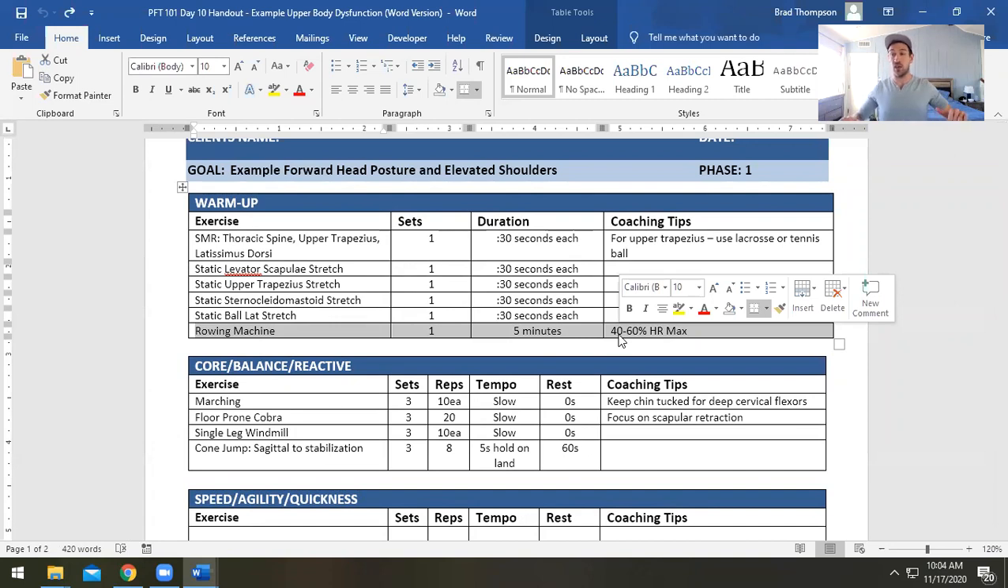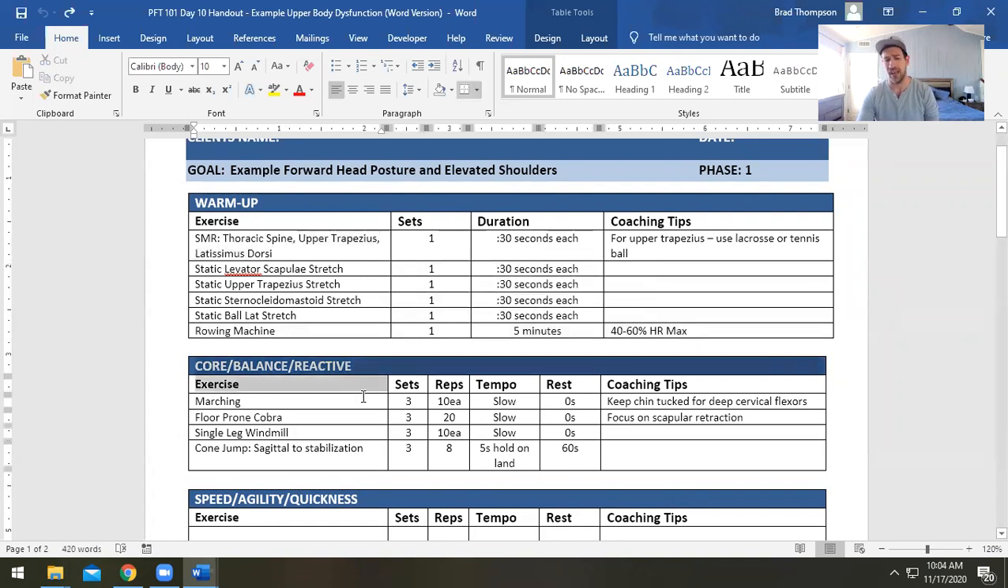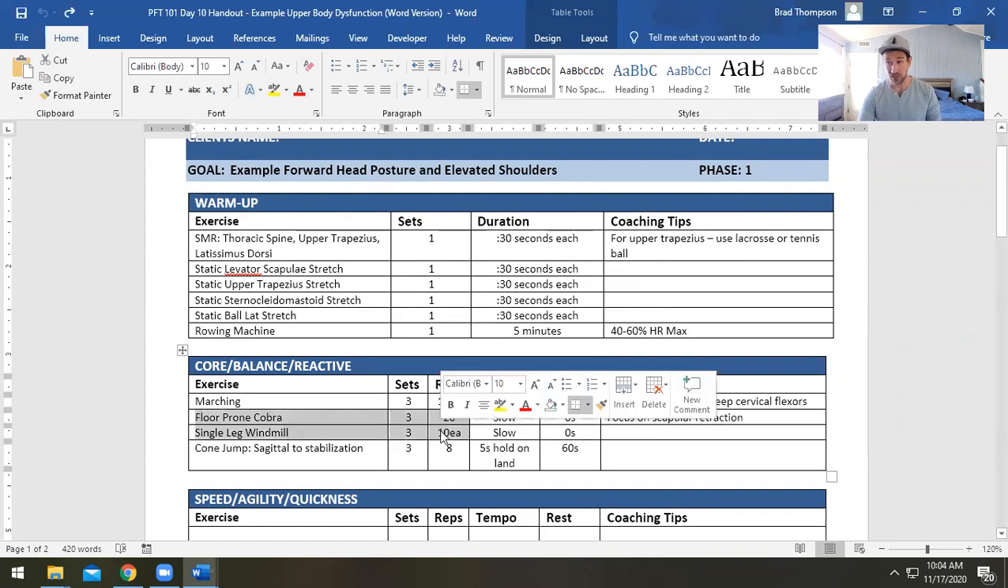But again, we're focusing on a retraction here, which is going to be the opposite of those trapezius muscles that are so overactive. For our core balance and reactive exercises, there's not a lot of core exercises that are really doing a ton of scapular retraction other than the floor prone cobra. That's always going to be a staple, right? Because it's just so good for working those low traps. That little A pull is just so good for activating the scapula there.